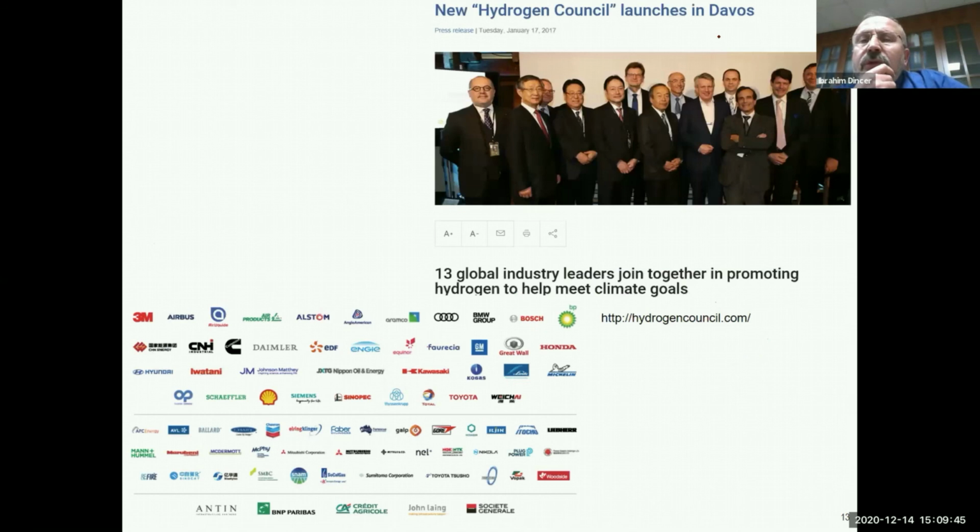When you look at what has been going on around the globe, in January 2017, 13 global industry leaders formed the Hydrogen Council during the Davos Economic Forum. At that time they had 13 members, but now they have over 90 members, really trying to come up with hydrogen economy related solutions to speed this up and combat global warming issues.